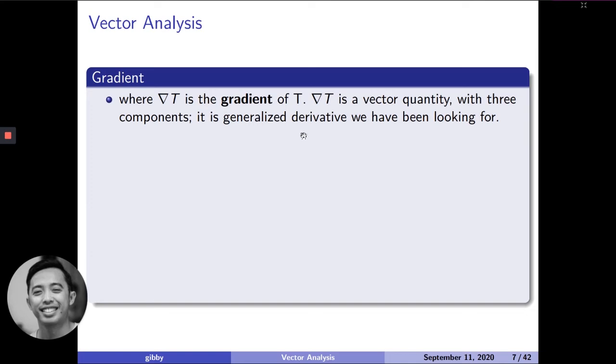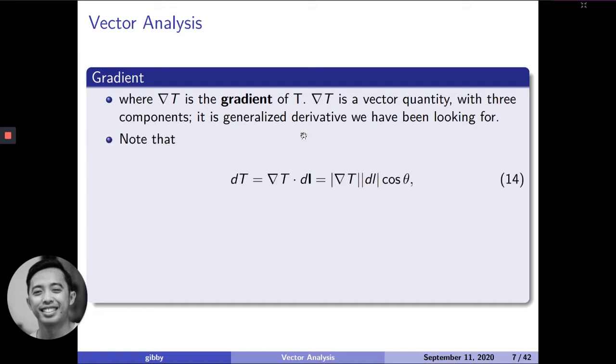In your previous math, you've discussed ordinary derivatives. You have the derivative with respect to x only, with respect to y only, or with respect to z only. Now in this case, it's a derivative in terms of three components, the x, y, and the z.